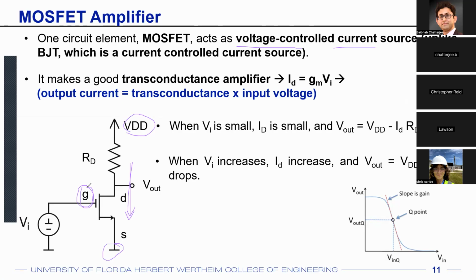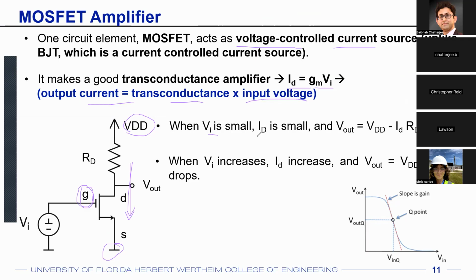Right? So just like the gate terminal over here, there is a terminal called base in a BJT, and that terminal controls how much current will flow at the output. We'll learn all about that later. Now, what is important at this point to understand is that this is a transconductance amplifier. Okay, so your output current is GM times VI. So output current is transconductance times input voltage. Right? We can write this very simple equation.